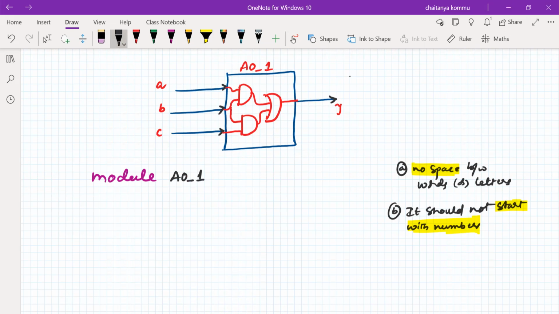Now we have to give the external view. I have to start with the external view. So what is the external view? External view is nothing but inputs. A is my input. B is my input. C is my input. Y is my output. So that's all. No need to write any other things. So this is what an external view is.